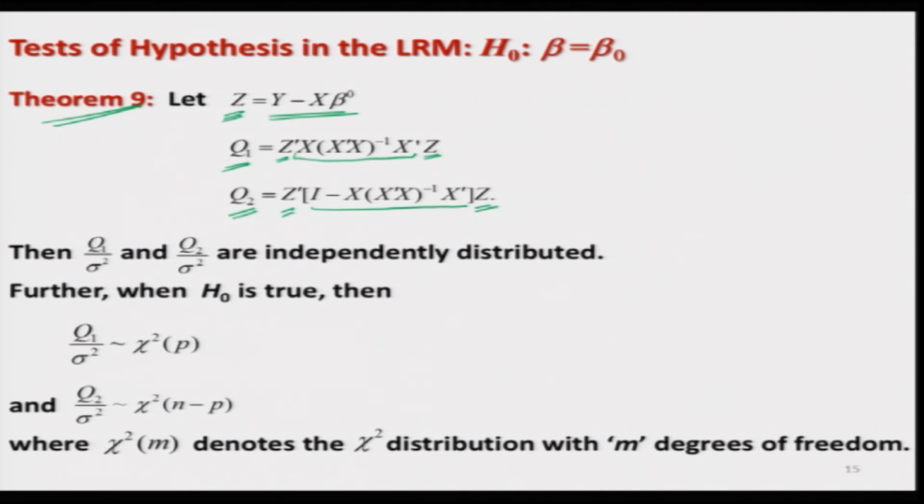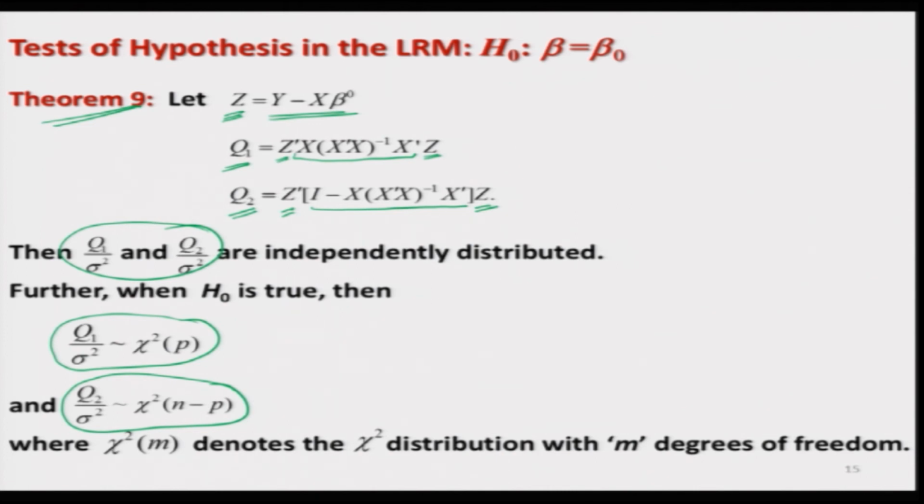Now, my result is that Q1 upon sigma square and Q2 upon sigma square are independently distributed. When H naught is true, Q1 upon sigma square follows a chi-square distribution with p degrees of freedom, and Q2 upon sigma square follows a chi-square distribution with n minus p degrees of freedom. You can see there is no involvement of the non-centrality parameter, because this is a central distribution.